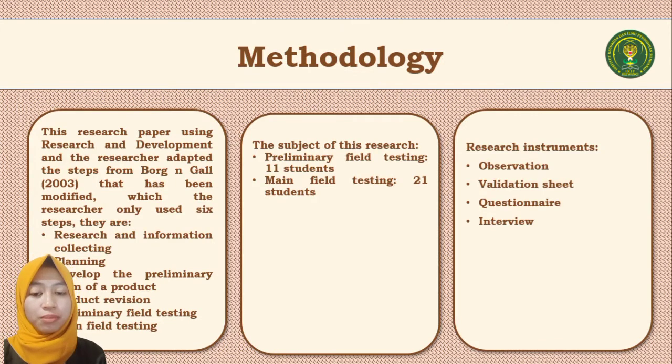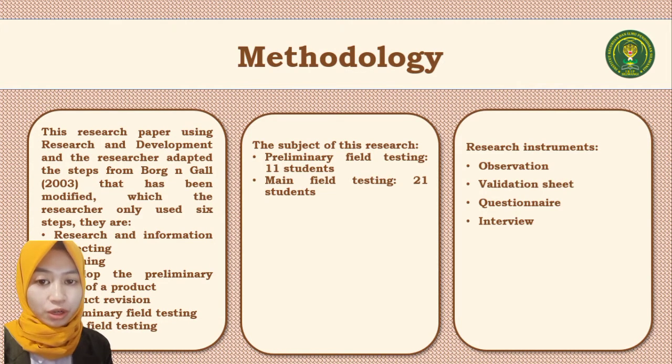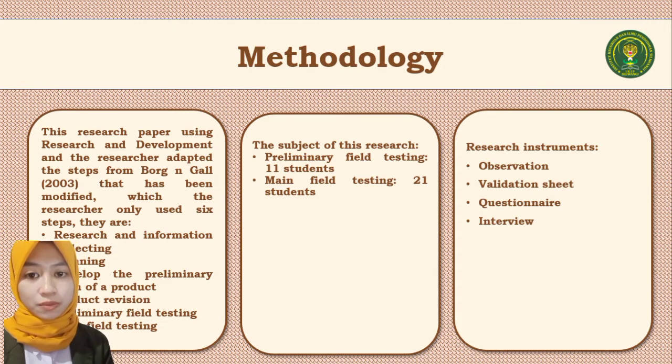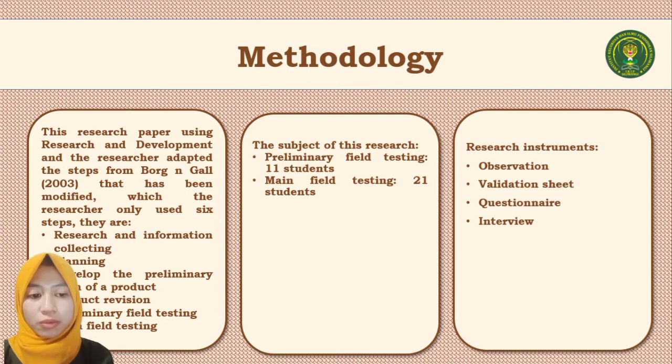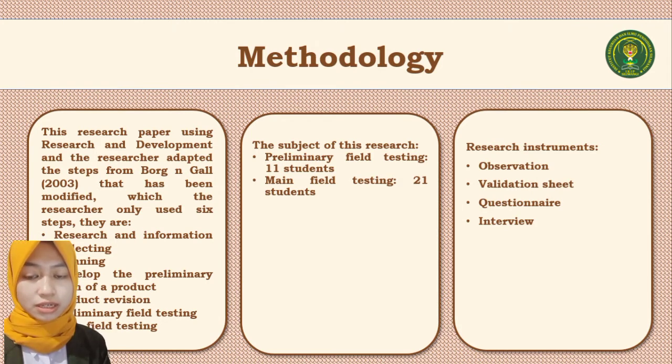Next slide is about methodology. This research paper used research and development. According to Borg and Gall 2003, research and development in education is a process to develop and validate educational products. And the researcher adopted the steps from Borg and Gall that have been modified, in which the researcher only used 6 steps. They are research and information collecting, planning, develop the preliminary form of a product, product revision, preliminary field testing, and main field testing.